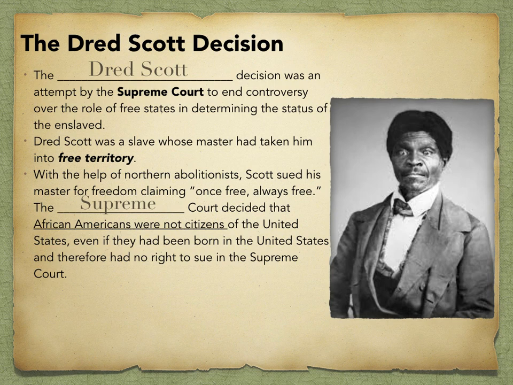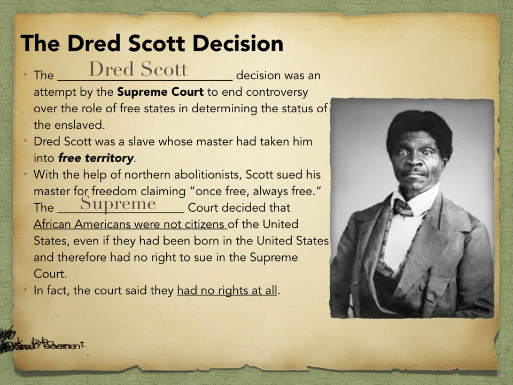Their decision said that African Americans were not citizens of the United States, even if they had been born in the United States, and therefore they had no right to sue in the Supreme Court. I'll say that again. The Supreme Court decided that African Americans were not citizens of the United States, even if they had been born in the United States, and therefore had no right to sue in the Supreme Court. They also said that African Americans had no rights at all.